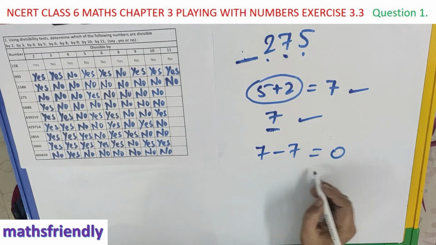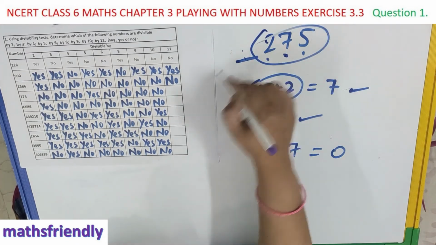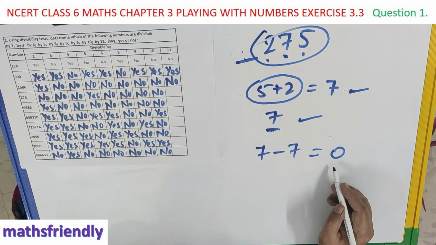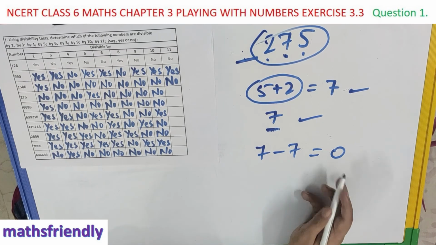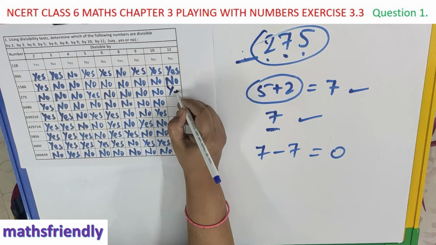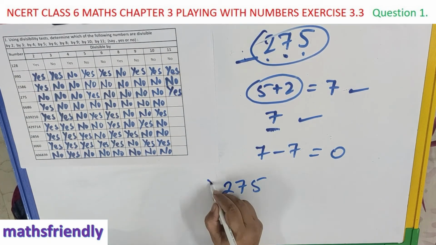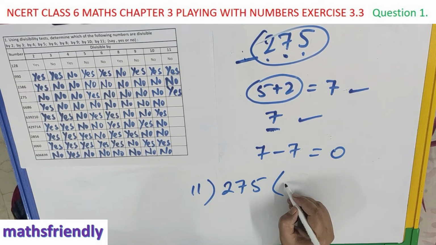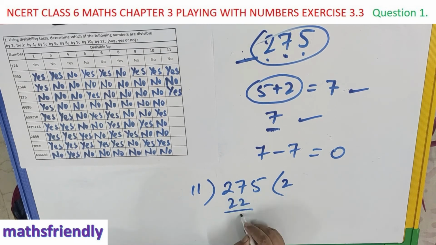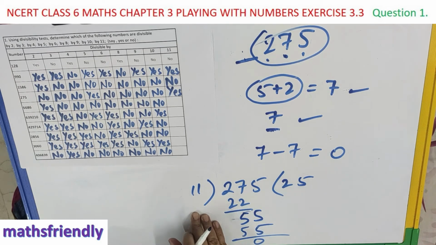It means this number is divisible by 11 because the difference is 0. So we will write yes. We can check whether this number is divisible by 11 or not. 11 2s are 22, 5 is the remainder. This 5 comes down. 11 5s are 55. The remainder is 0. It means this number is divisible by 11.